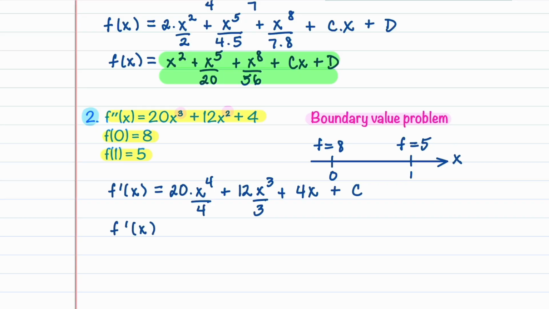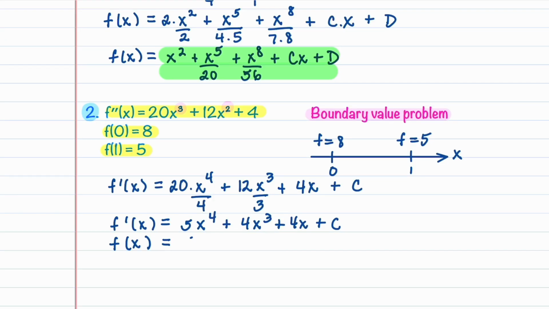Before we go on to find f of x, let's go ahead and simplify this. f prime of x is equal to 20 divided by 4, which is 5, 5x to the 4th plus 4x cubed plus 4x plus c. You always want to simplify before you take an antiderivative again. Now let's go ahead and find f of x. It's the antiderivative of f prime of x.